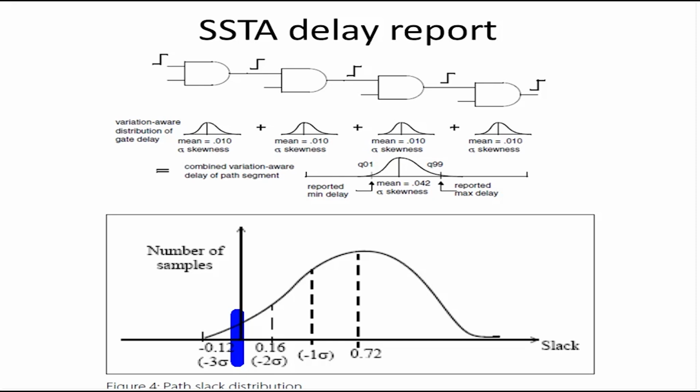Obviously, there is a shift in thinking. Earlier we thought in terms of slack being 0. Now we think in terms of slack being met till 3 sigma or -3 sigma, and so on. So this is the difference.